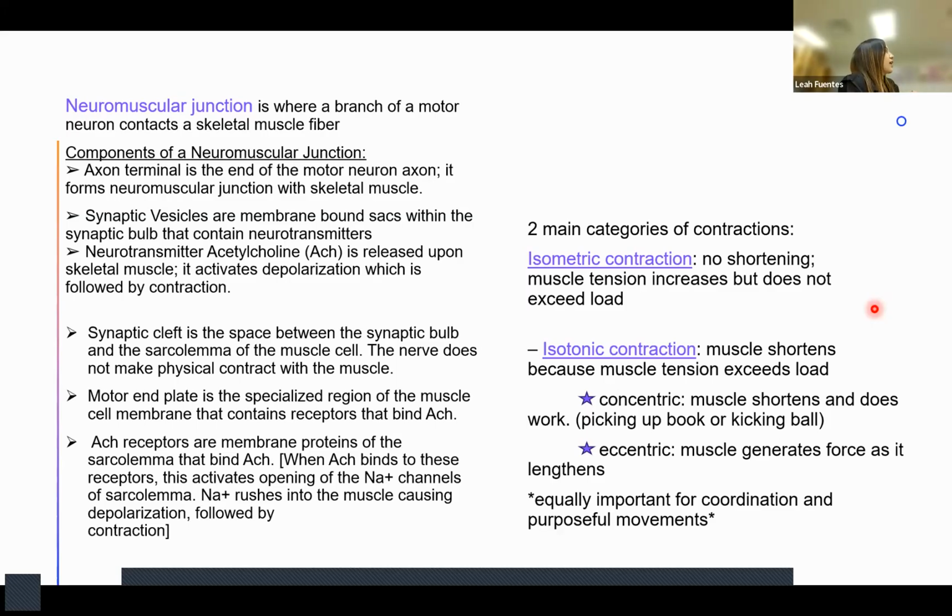And then we have our ACH receptors. These are membrane proteins of the sarcolemma that bind ACH. When the acetylcholine binds to these receptors, it activates opening of the sodium channels of the sarcolemma, and then sodium rushes into the muscle, causing depolarization, again, followed by contraction.